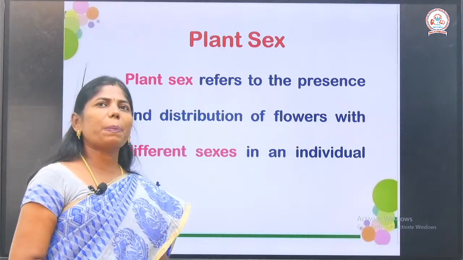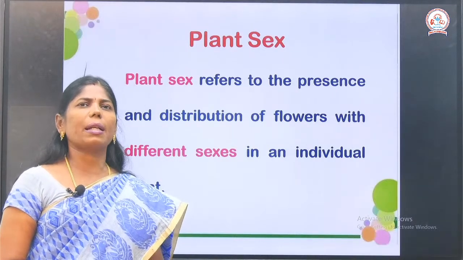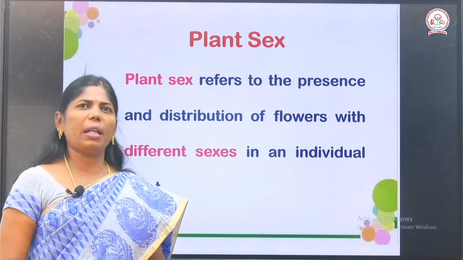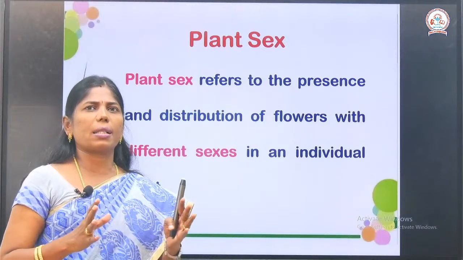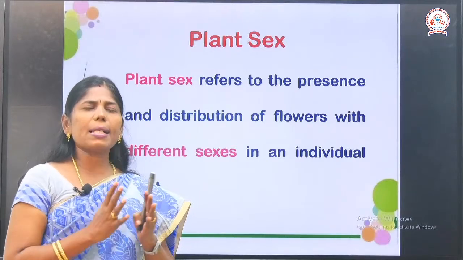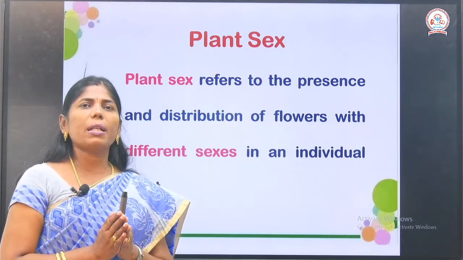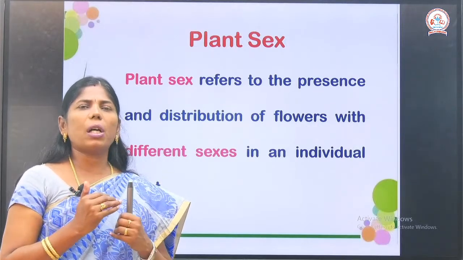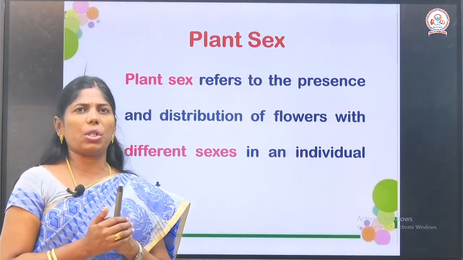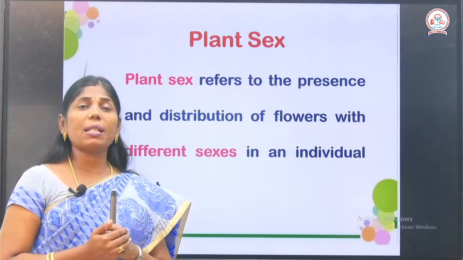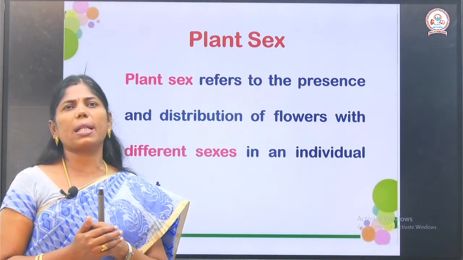Next, plant sex. Plant sex refers, as I already said, to the presence and absence of the androecium and gynoecium. Here, plant sex is the distribution of flowers of different sexes on the plant. In some plants, we can see male and female flowers in different places. That is the monoecious condition. In some plants, we can see only male flowers or only female flowers. That is known as the dioecious condition.